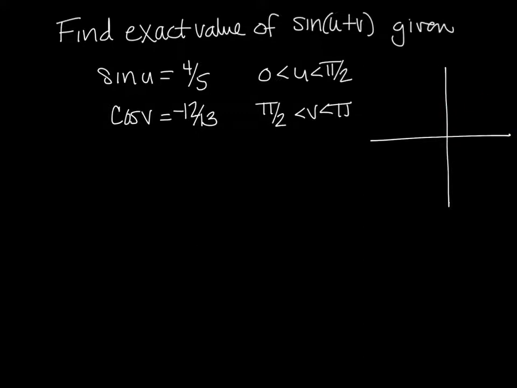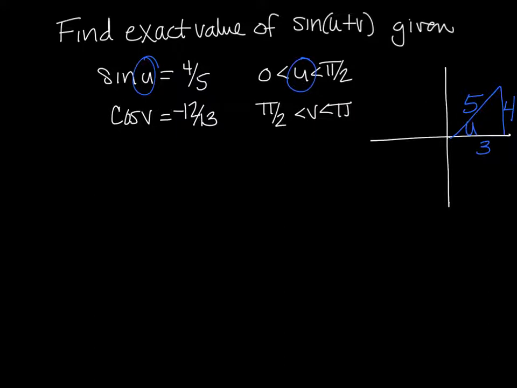So I'm just going to draw a triangle in the first quadrant. Let me color code here. So we'll make u blue, okay? And then if I look at the information they gave me, sine of u is 4/5. Sine is the opposite over the hypotenuse. And so then if we do the Pythagorean theorem, we find 3 for this side.